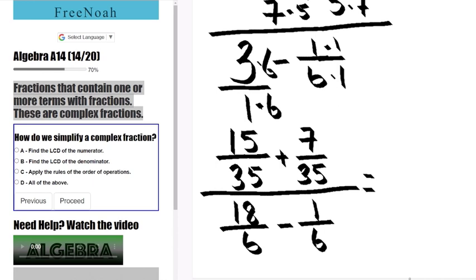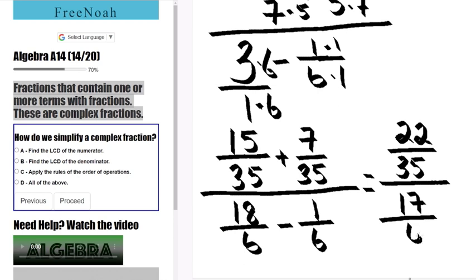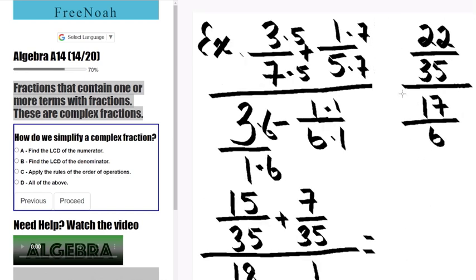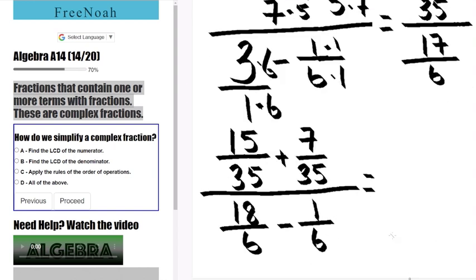Notice how we stay in order here. So now we're going to add 15 plus 7. That's 22. Rewrite the denominator over 35 divided by 18 minus 1 equals 17. And we're going to keep the denominator the same over 6. Let's clean this up a little bit here. For the next step, just try to realize here that we're attempting to maintain order here.